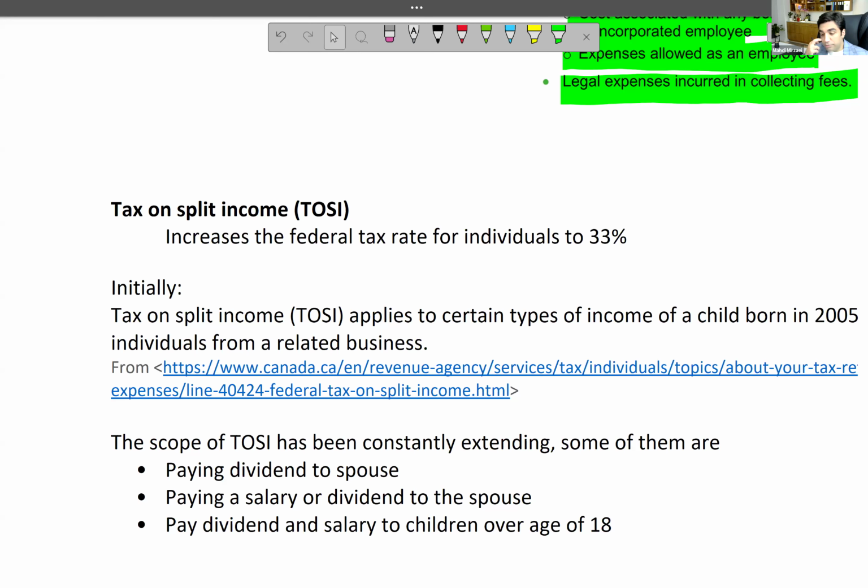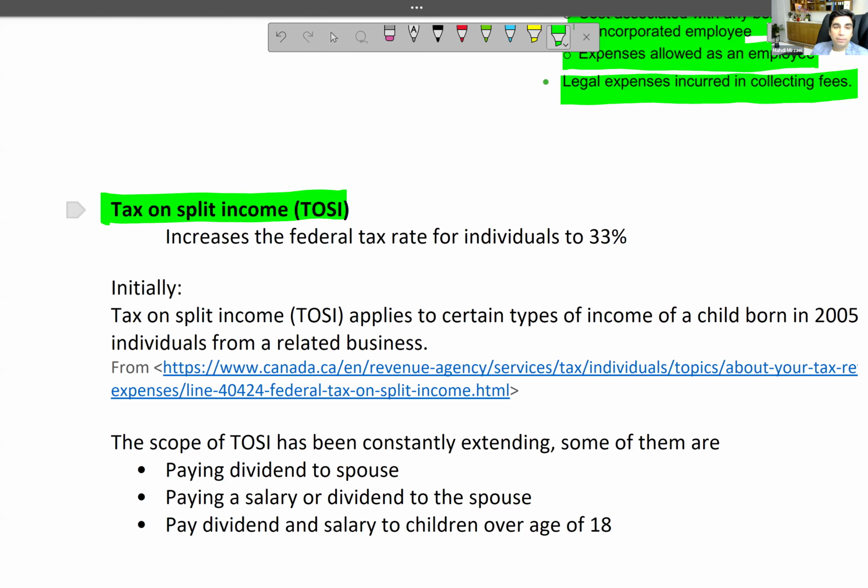In general, if you do this kind of creative stuff, make this little child or spouse the owner, or make them the employee and pay them an unreasonable amount, then this will be applied. This is called the tax on split income, or TOSI. This is a huge thing here.